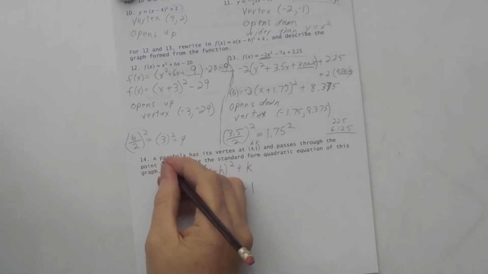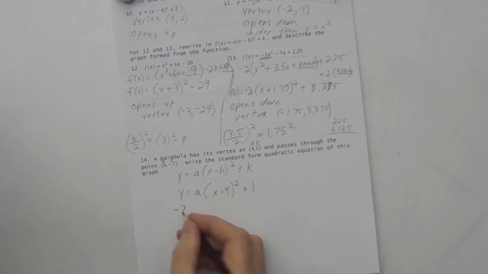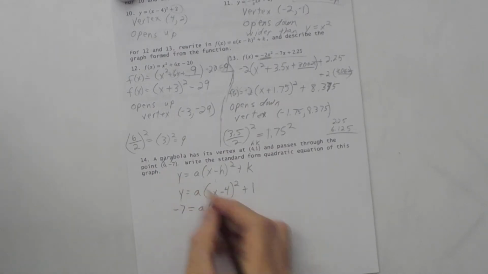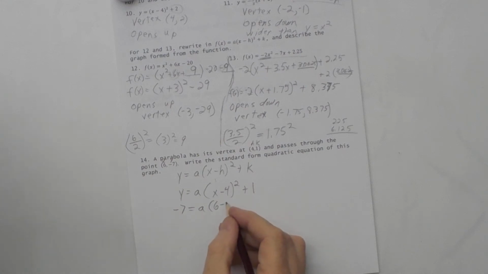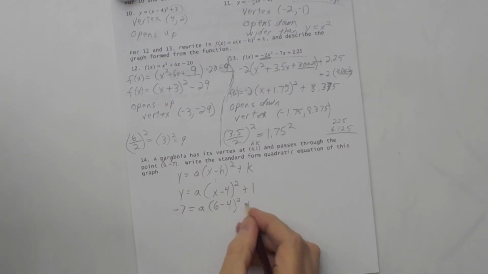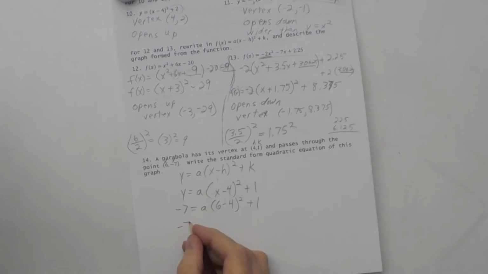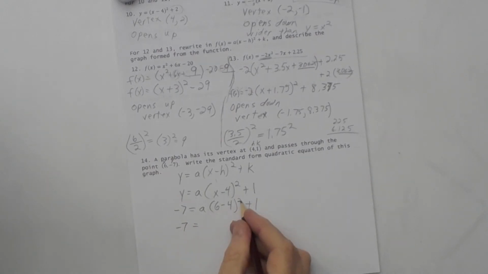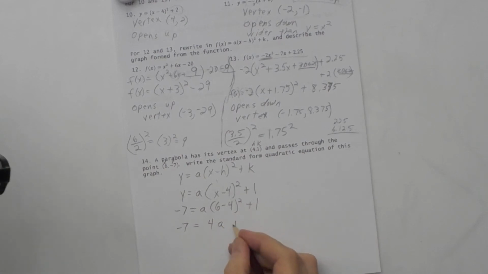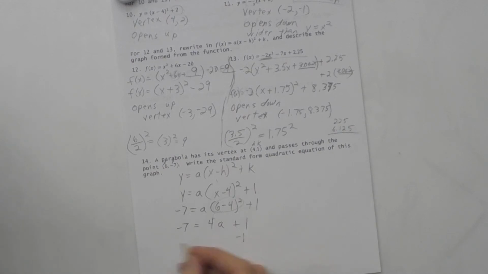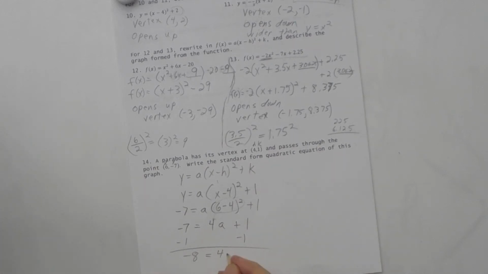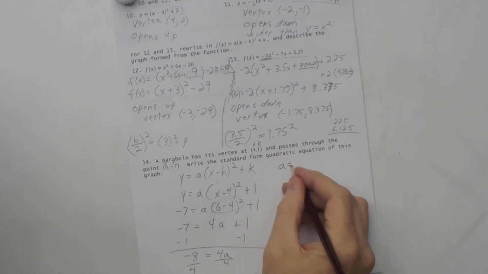We're going to have to use a point on the parabola, x and y. So I'm going to put the -7 where y is, equals a, put the 6 where the x is, and I got the -4 squared and plus 1. So -7 equals 2 to the second power, that's 4, so that's 4a plus 1. This part right here is 4, just put it in front of the a. Subtract 1, subtract 1. -8 equals 4a. Divide by 4, and I'm getting a equaling -2.